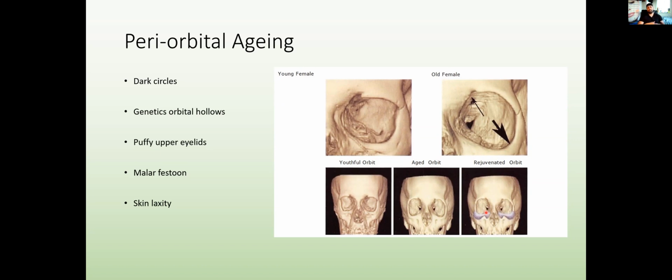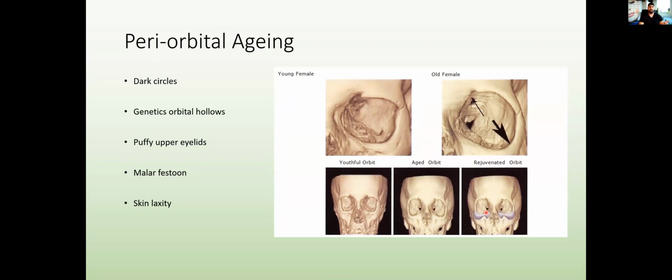Some signs and symptoms or clinical features that we're going to be seeing in our patients will be dark circles, which is where product choice is very important. Genetics. Sometimes you'll even have kids or even babies that have a mild tear trough. Remember, the tear trough starts at the medial canthus, okay? So it could be a genetic problem, puffy eyelids. Some people are prone to puffy eyelids, especially waking up in the morning, malar festoons or malar edema, if you like, and skin laxity.